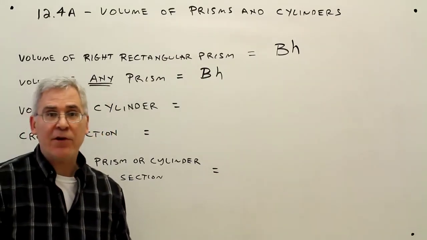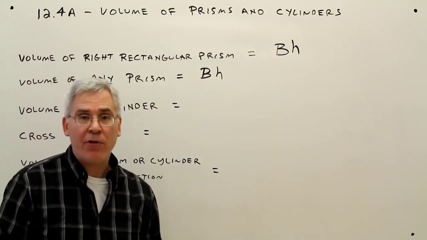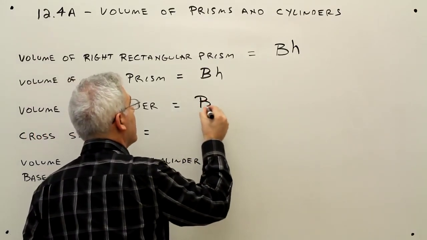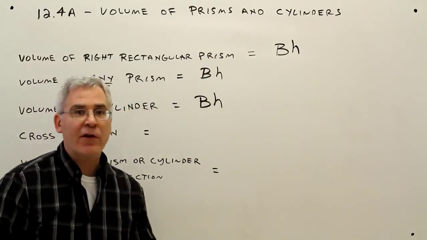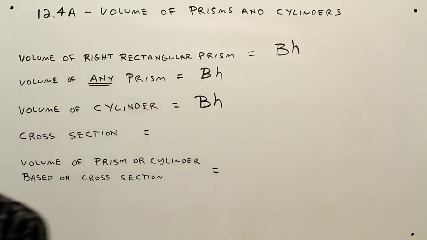The volume of a cylinder is also the area of the base times the height. Cross-section. Let's go over what a cross-section is.